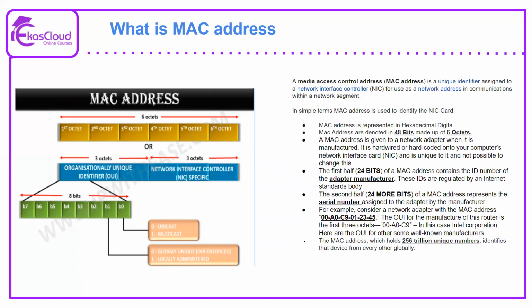So basically the MAC address is represented in hexadecimal digits as opposed to binary or decimal. The MAC address is also denoted in 48 bits as opposed to 32 bits, which is normally represented in an IP address. So these 48 bits are made up of 6 different octets. Octet is nothing but 8 bits of data included in one octet. And this MAC address will be made up of 6 octets.